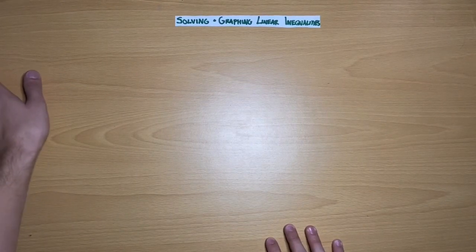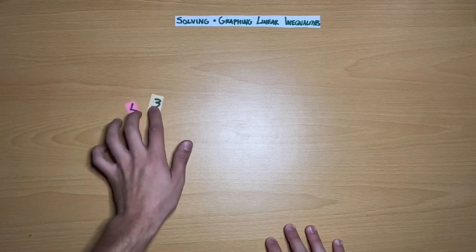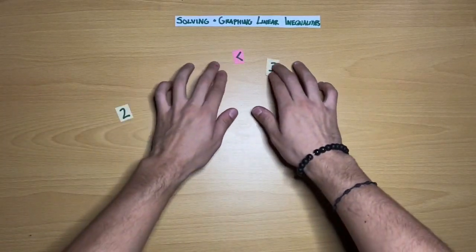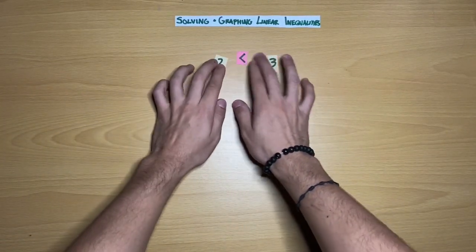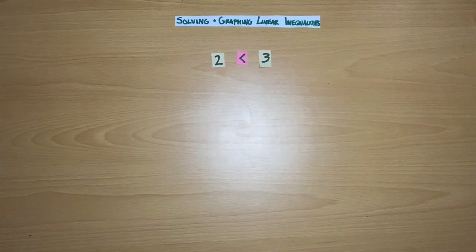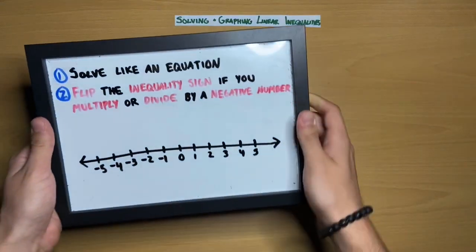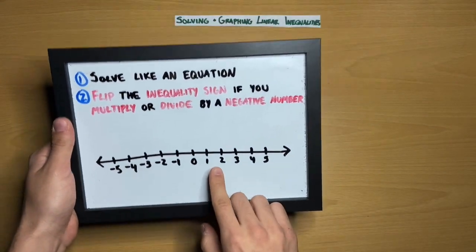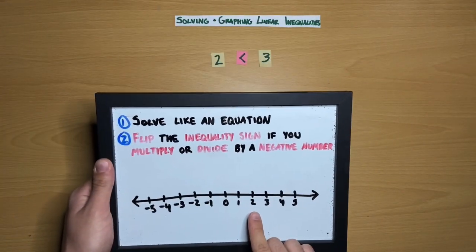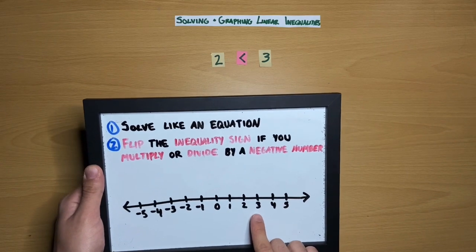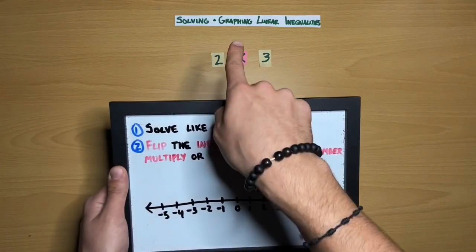And hopefully this will make sense and allow you to never forget to do that. So let's say we have this statement, 2 is less than 3. And we know that is true because if we look at this number line, 2 comes before 3. 2 is less than 3. This is what this statement is saying.